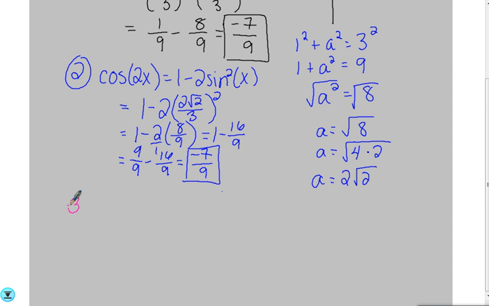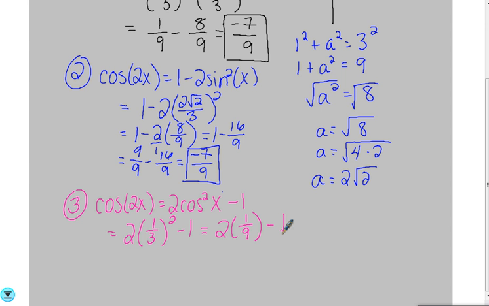So plugging into our third formula, which said that cosine of 2x is 2 cosine squared of x minus 1, is going to give us 2 times 1 over 3 squared minus 1, which is going to give us 2 times 1 over 9 minus 1. Multiplying that first fraction by 2, I'm going to get 2 over 9 minus 1. Again, I'm going to rewrite 1 over 1 as 9 over 9, so I have a common denominator. 2 minus 9 is again negative 7 over 9.